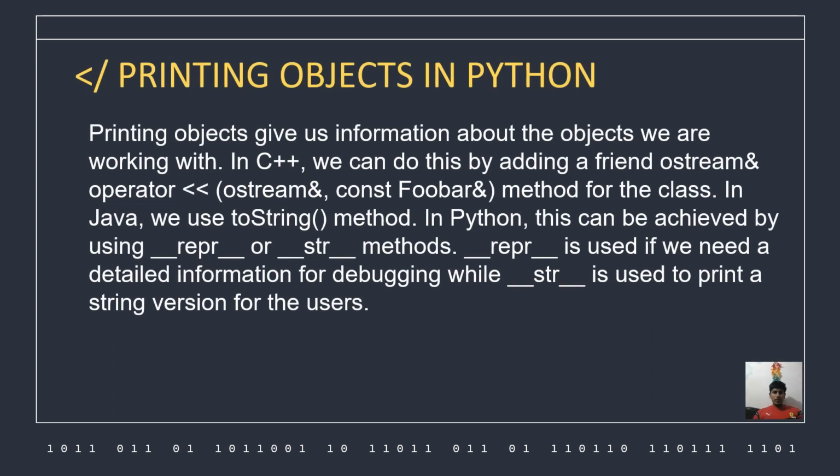Now let us know about printing objects in Python. Printing an object gives us information about the objects we are working with. In C++, we can do this by adding a friend stream and an operator. In Java, we can use the toString method. In Python, this can be achieved by using underscore repr, which means string representation, or the str method. The repr method is used if we need detailed information for debugging, while the str method is used to print a string version for the users.